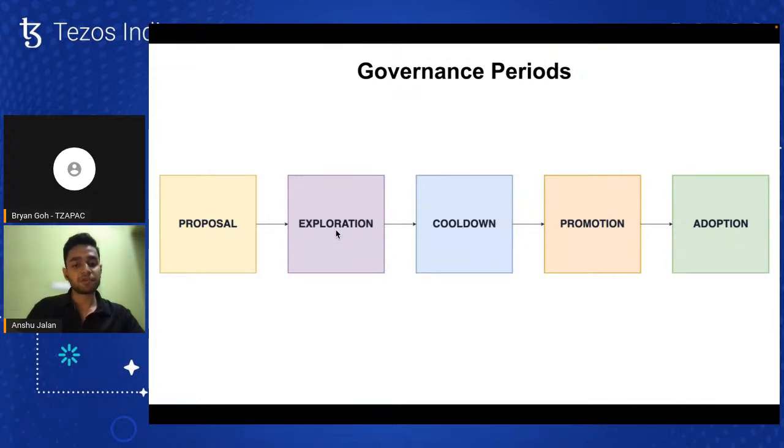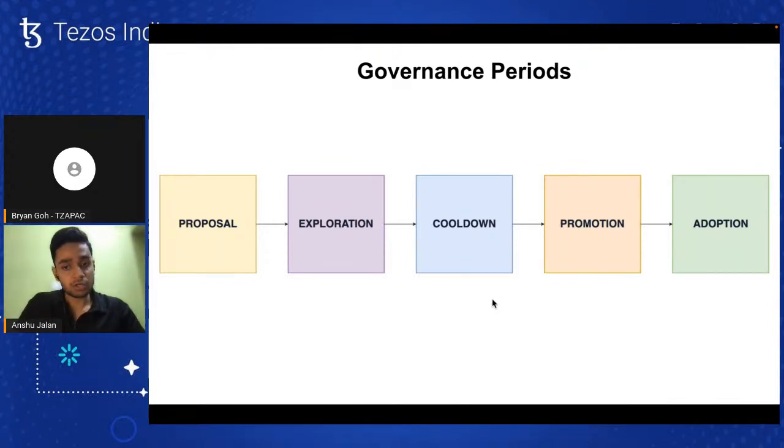The exploration period is more like a confirmation period, where the bakers vote yes or no, or abstain from voting, and they confirm whether they really want this proposal to go through. And if a proposal passes the exploration period, we get the cooldown period, where, just as it sounds, nothing really happens on the chain, but behind the scenes we are testing the protocol. We are stress testing everything, and checking whether everything is good with the code.